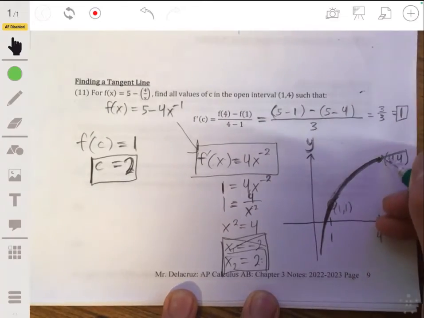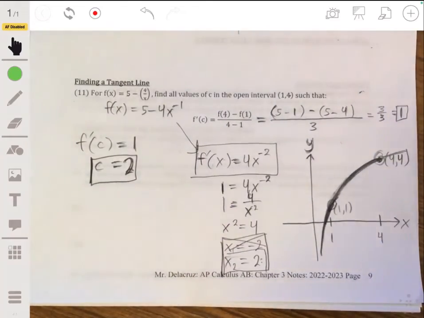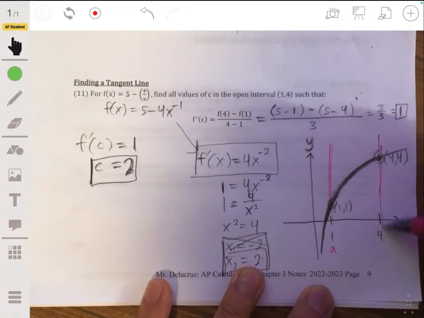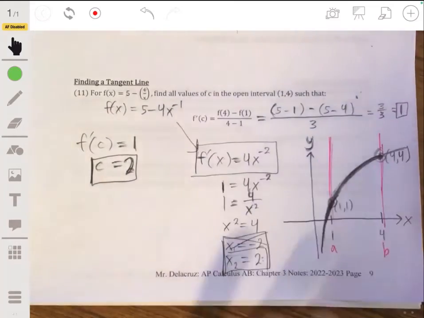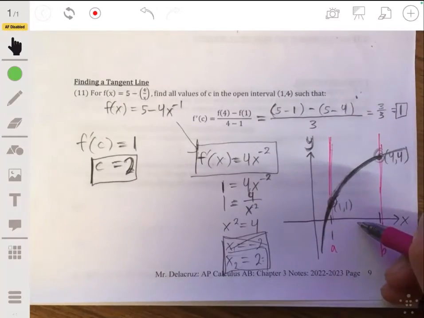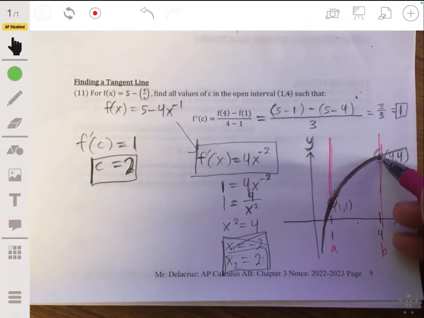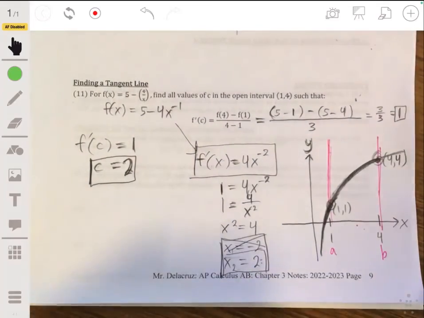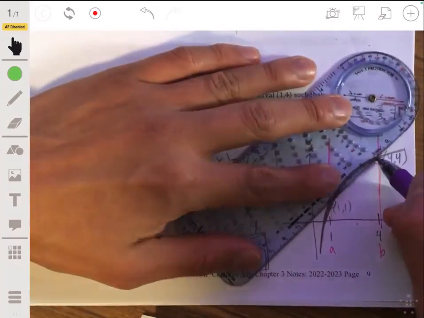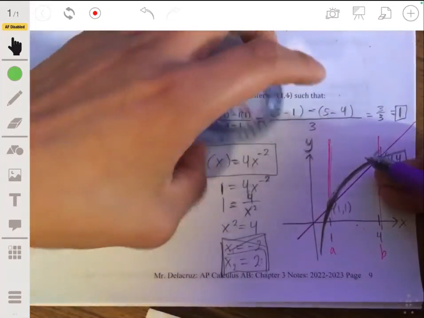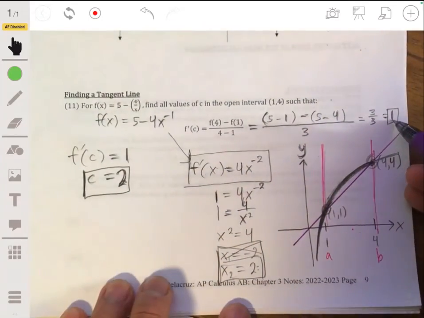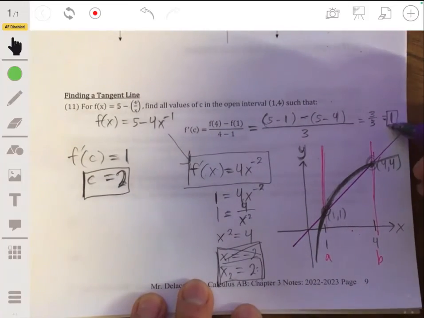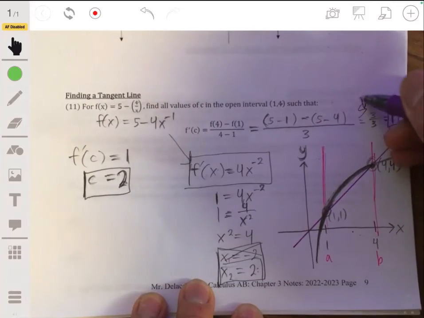So what's going on here? What did we do? Well, remember, these are our a and our b. These are our boundaries. We want to find the value of c between a and b that will give you the same slope as the tangent line, or the line you would have if you connected those. So if you connected these points, we found the slope of this line is 1. That's what was going on here.